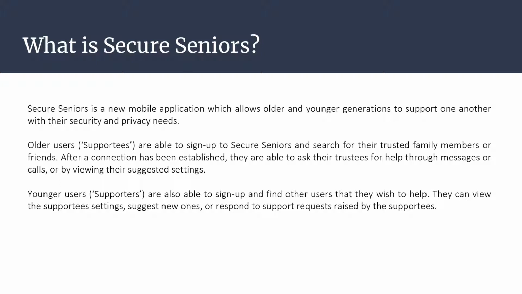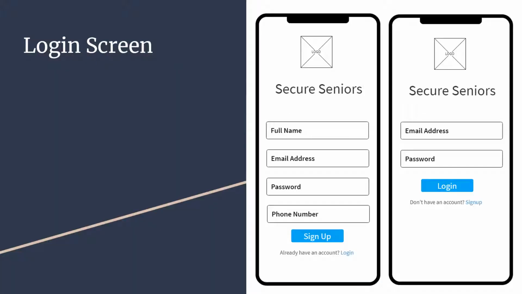The supporters are also able to sign up to the app and find other people that they wish to help, perhaps not even members of their own family, but just to help out those who need it. They can view the supportees' settings once they've been accepted as a friend, or respond to requests made by the supportees. We'll now look at the wireframes for the design of the app, the flow of the different screens and how they interact.